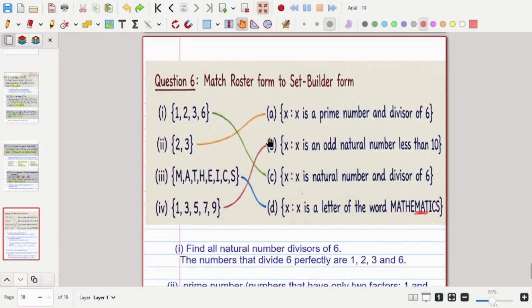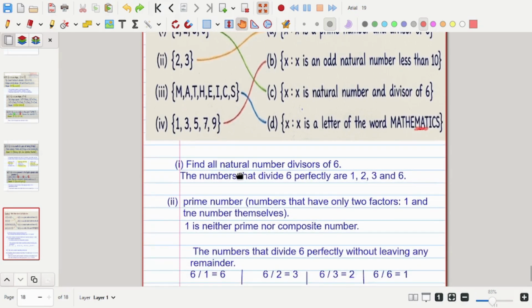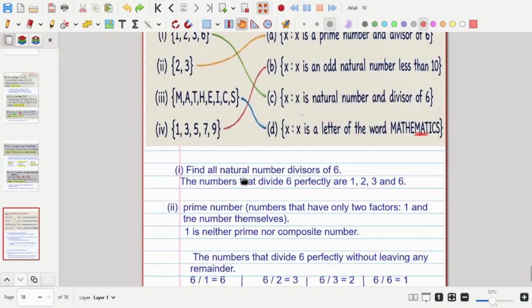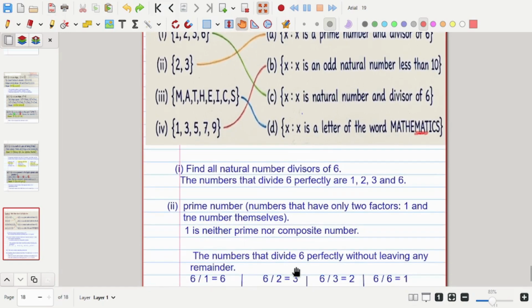Match the roster form to the set builder form. 1, 2, 3, 6. They all are the numbers that divide the 6 perfectly without leaving any remainders. 6 divided by 1 is 6, 6 divided by 2 is 3, 6 divided by 3 is 2, and 6 divided by 6 is equal to 1.